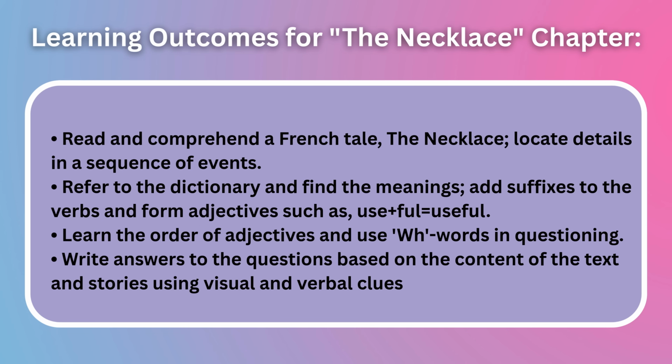Let us have a look at the learning outcomes for the chapter The Necklace based on NCF 2022. First one is read and comprehend a French tale, The Necklace. Locate details in a sequence of events. Second one is refer to the dictionary and find the meanings. Add suffixes to the verbs and form adjectives such as useful: use plus full is equal to useful. Third one is learn the order of adjectives and use WH words in questioning.